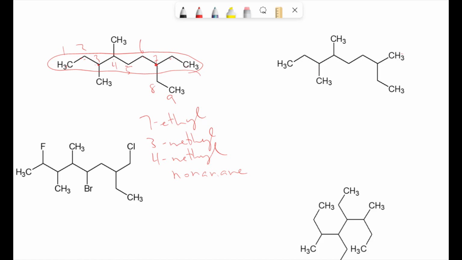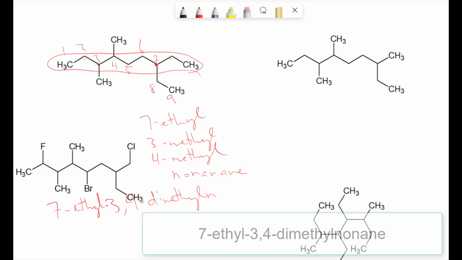And so to name this then overall, I would call this a 3,4 dimethyl. Put the 7-ethyl in front, alphabetical. And that's a nonane. Almost made that mistake. So the alphabetizing, it is the M for methyl and the E for ethyl.